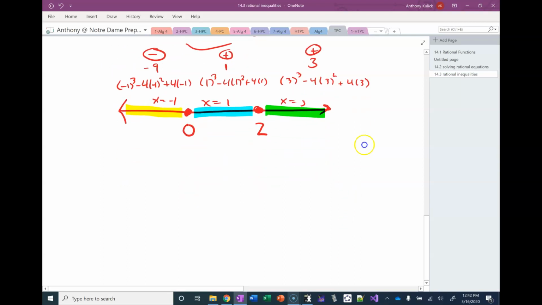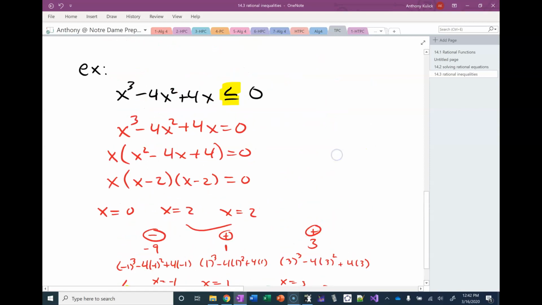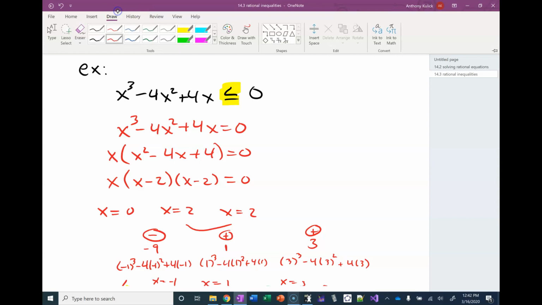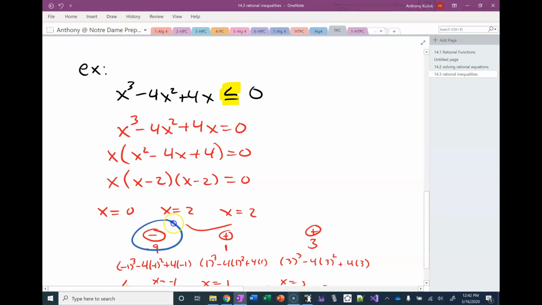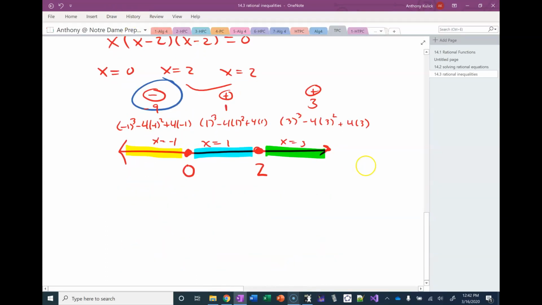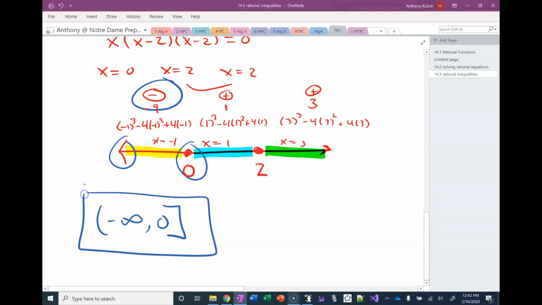So again, what are we looking for? We're looking for less than or equal to 0, so I'm interested in the negative parts. Because we have the left arrow, that's -infinity, comma, and we have a filled-in circle at 0, so that gets the bracket. So there's my interval. But I have one other thing.